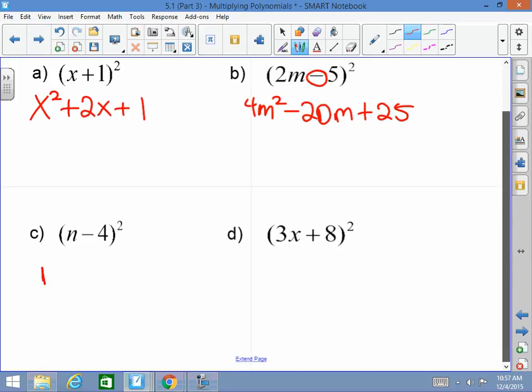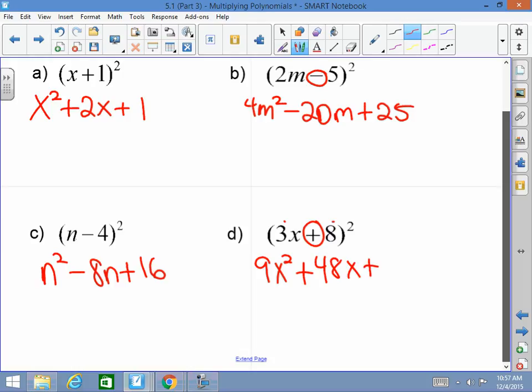First term squared, n squared. Minus 2 times the first times the second. 8n. Exactly. Plus the second term squared. Excellent. Last but not least, first term squared. 9x squared. Plus, because there's a plus here, 2 times the first times the second. 48x. Plus, second term squared is 64.